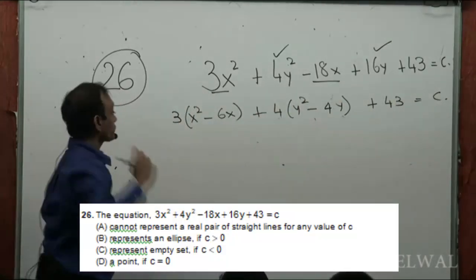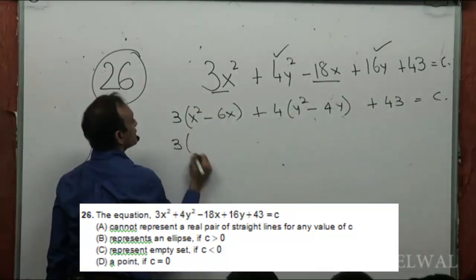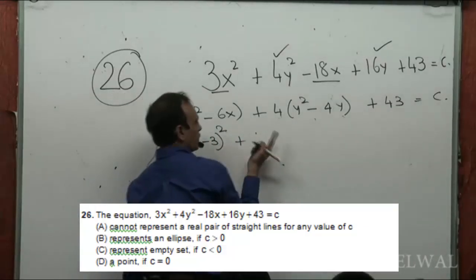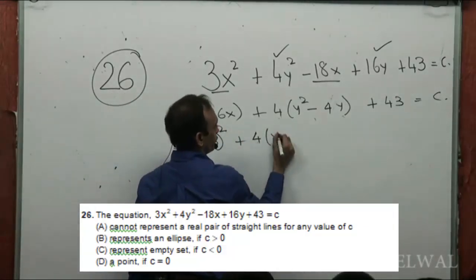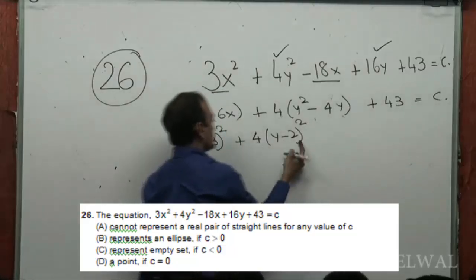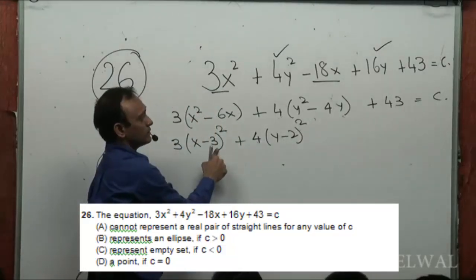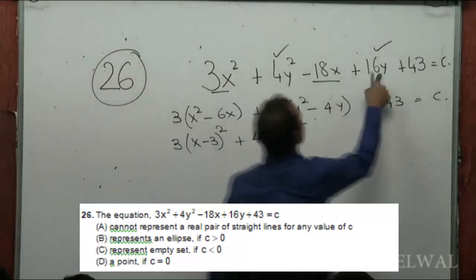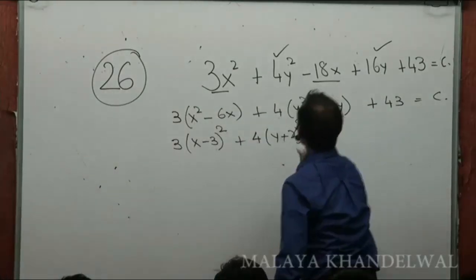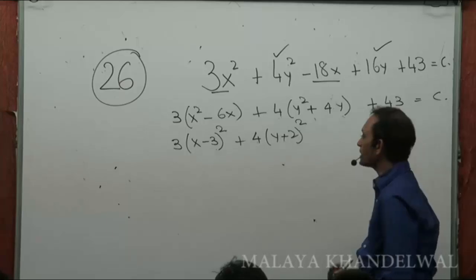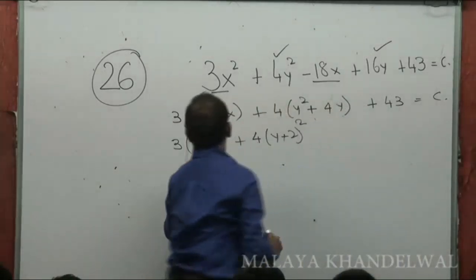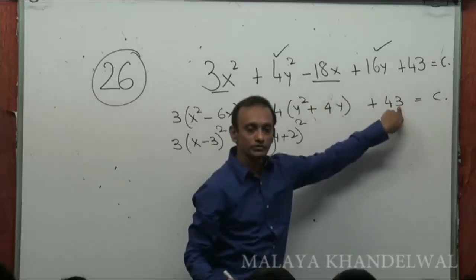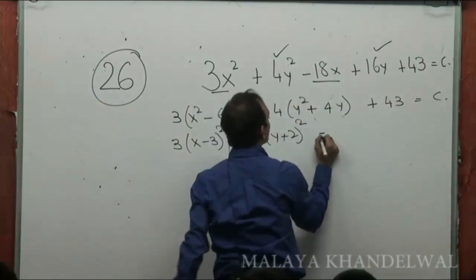Now this I can write as 3 into (x minus 3) whole squared, and I'll balance whatever remains. 4 into (y plus 2) whole squared. 16 and 27. Oh, this was plus 16y? Plus, okay. So 9, 27, 4, 4, 16, 43 all consumed. This 43 got consumed. This equal to C.